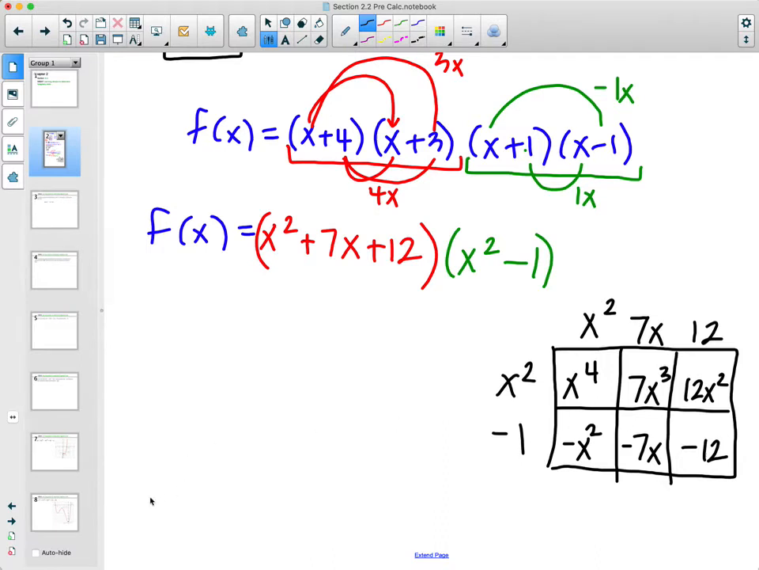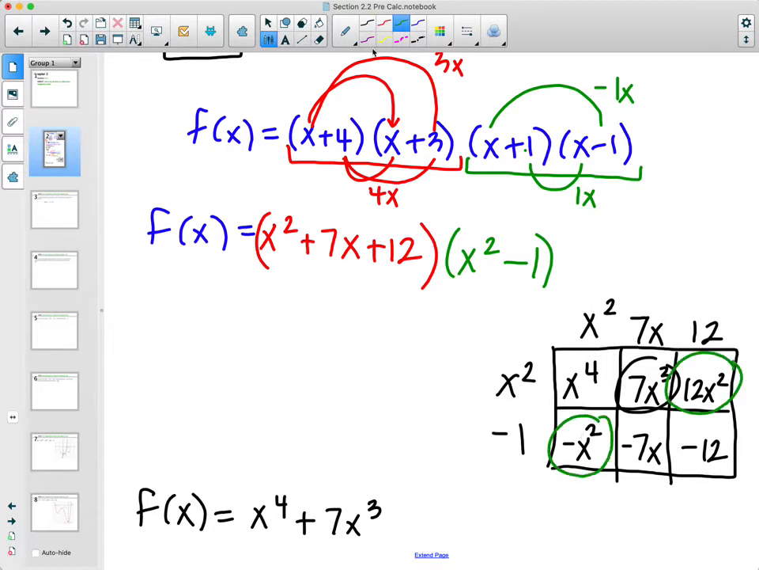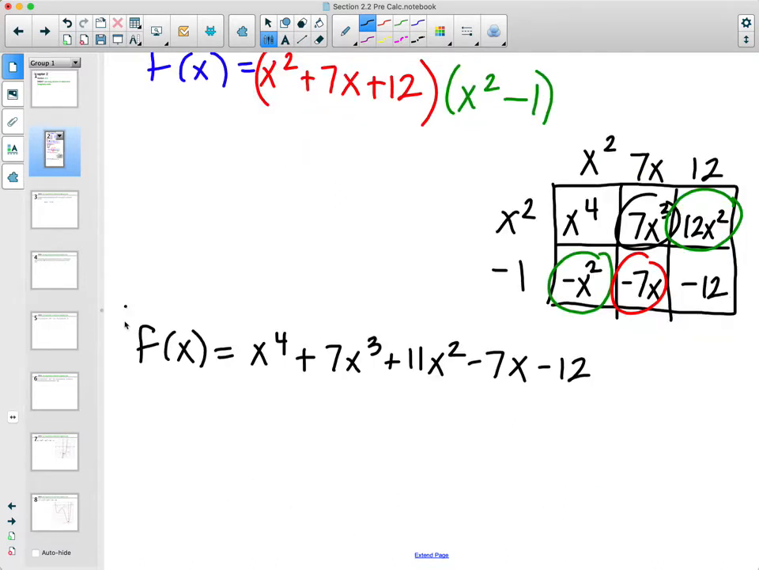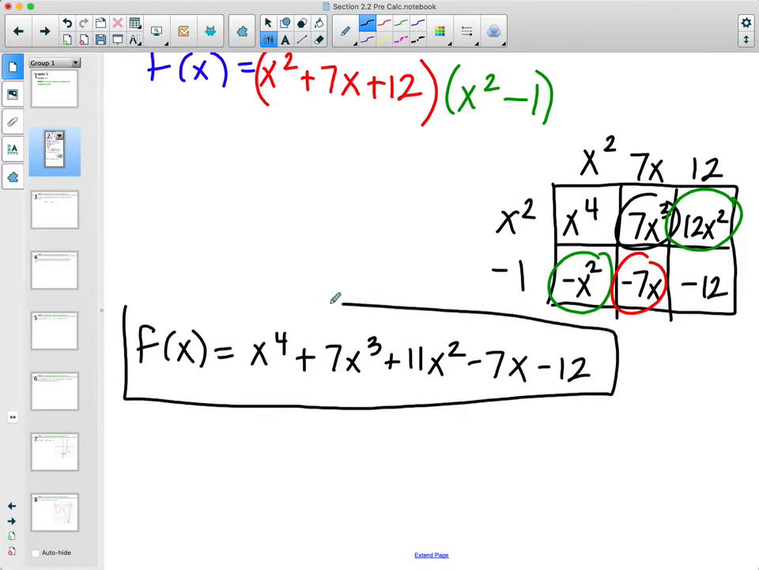So once we combine all of these like terms, then we're going to have our polynomial in standard form. So we just have x to the fourth plus, now we only have this 1 x cubed term here, so just plus 7x cubed. For the x squareds, we have 12x squared and negative x squared, so we'll combine those to get positive 11x squared. Then we only have the 1 x term, that negative 7x, so we'll write minus 7x, and then our constant negative 12. So this would be the standard form of that polynomial.